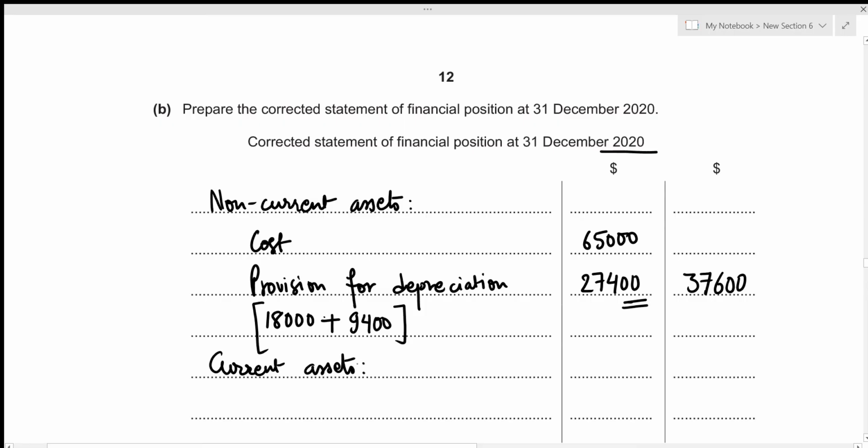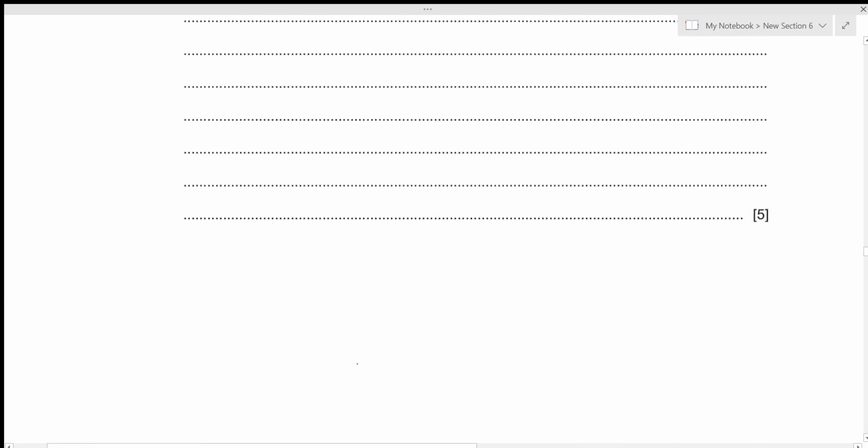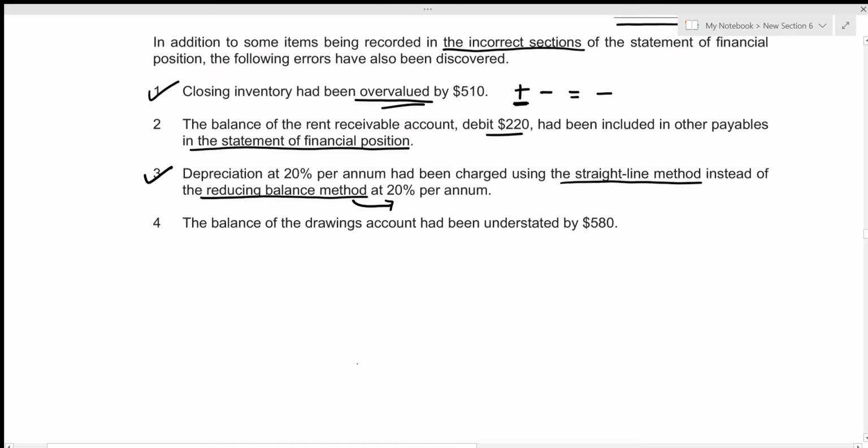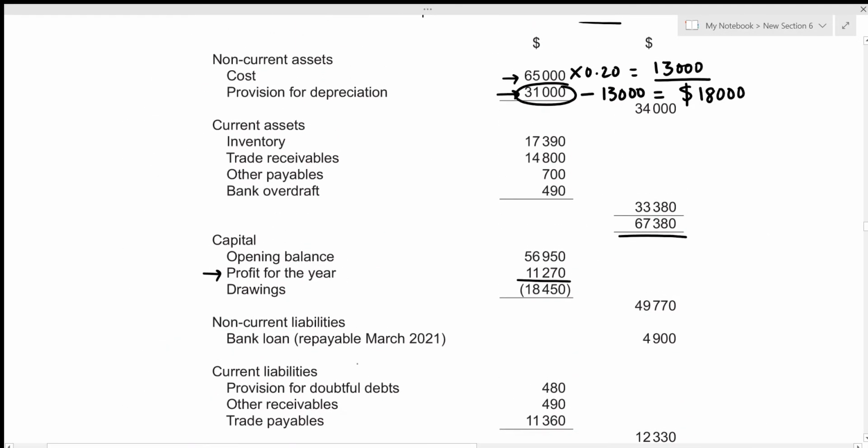Let's have a look at the given incorrect statement of financial position to see what items should be recorded under the current assets. So the first one is inventory. Then we record the trade receivables, and we also need to subtract the provision for doubtful debts from the trade receivables in the current assets section. Next, we have other receivables. Yes, I think that's going to be it.